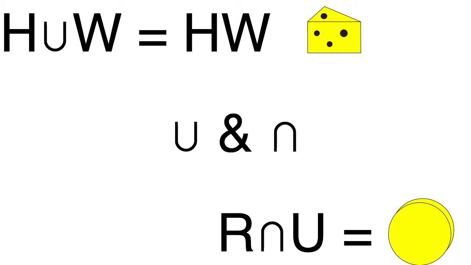Now intersection. The intersection of two classes is where they intersect. Round cheese and unholy cheese. That would bring us to a state where we have a circular cheese that is, well, I guess you could call it unholy, but I like to say without holes in it.